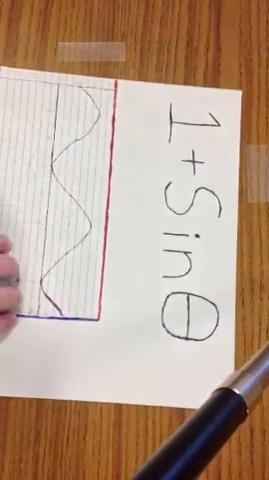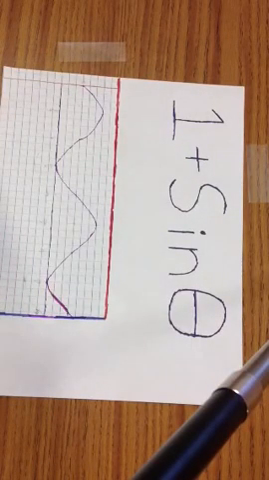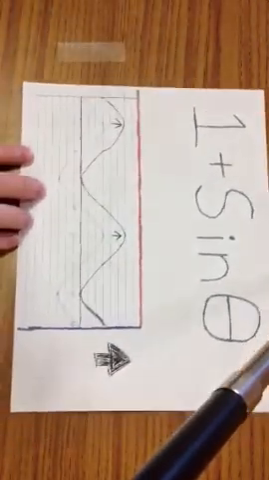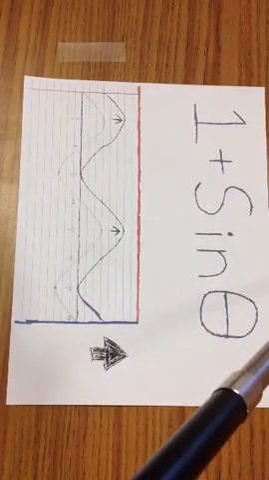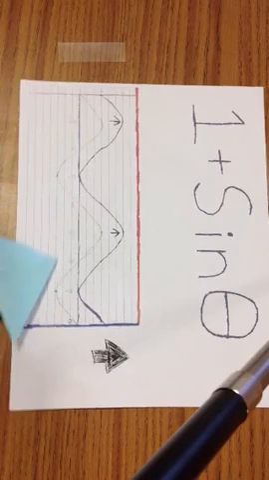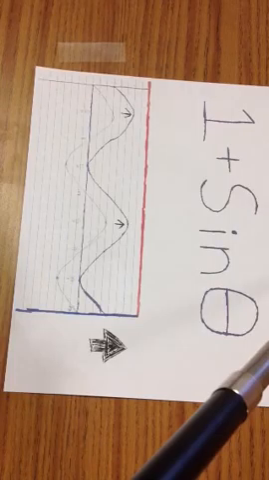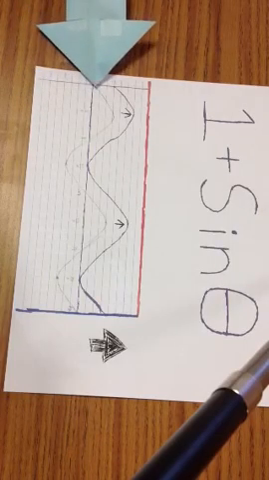Next is the 1 plus sine theta graph. This graph displays a vertical shift of 1 y-axis unit, so all points rise 1 unit. Domain remains the same as the parent graph. All reals are included. Range changes to 0 to 2.